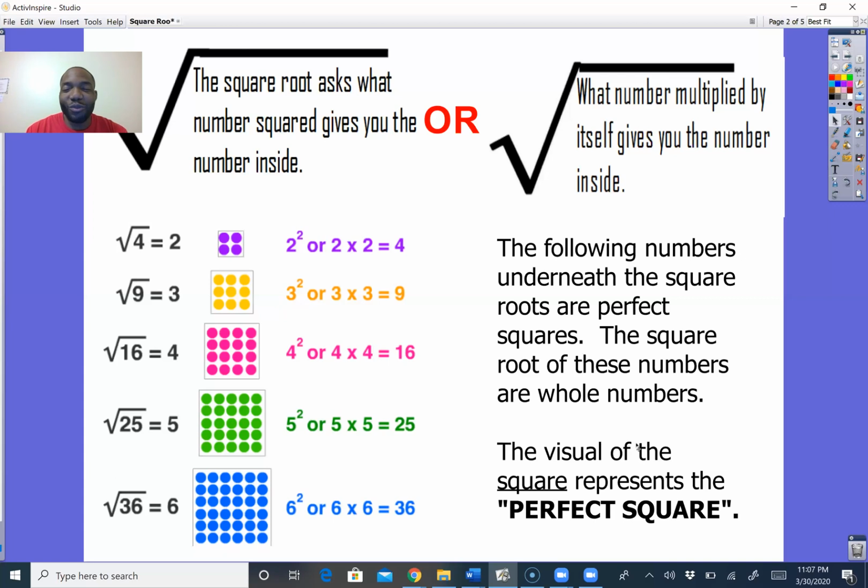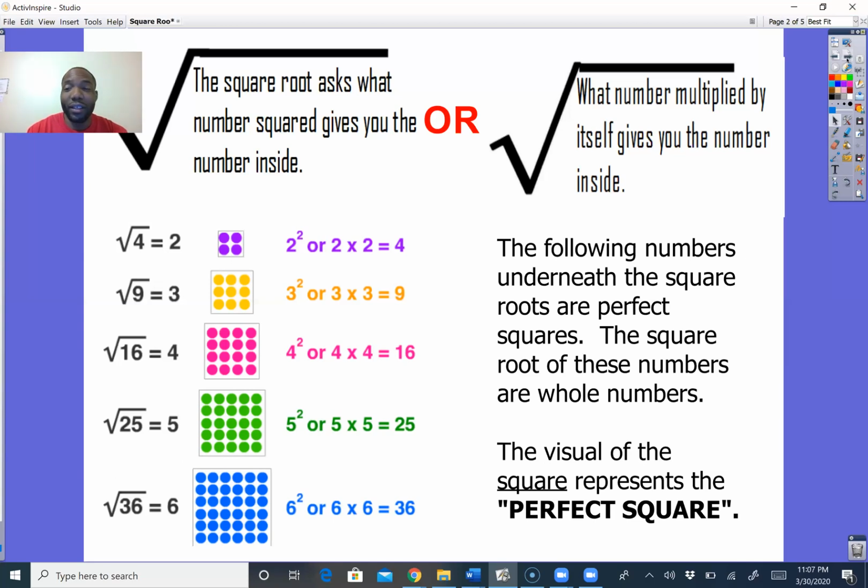All right, the visual of the square represents the perfect square. Y'all see these squares? 2 squared is 4. 3 squared is 9. 4 squared is 16. 5 squared is 25. 6 squared is 36. Notice that these are squares, right? And that's why we call these perfect squares. Okay? So that's what the square root asks.